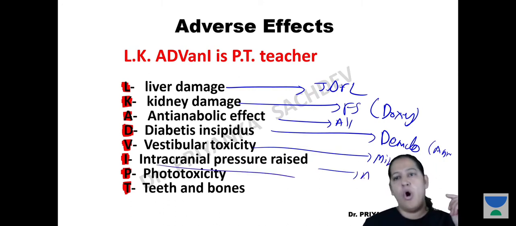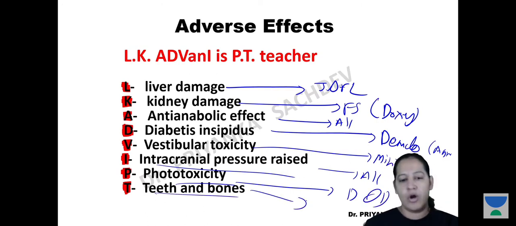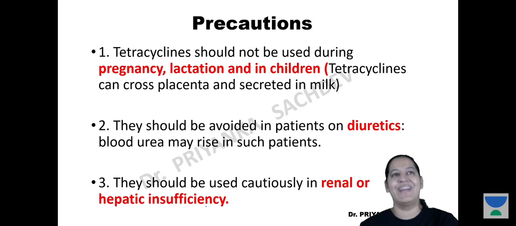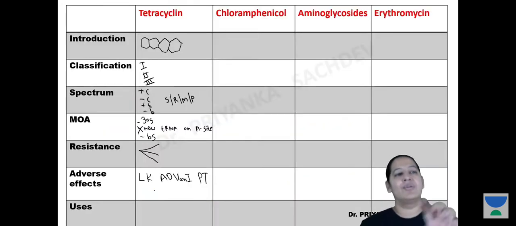Intracranial pressure, all of them cause raised intracranial pressure. Phototoxicity is only caused by D&D, doxy and demeclo. And bone and teeth effects are caused by all of them. Give me a thumbs up. I tried hard. Precautions you can leave. So that is the adverse effects.